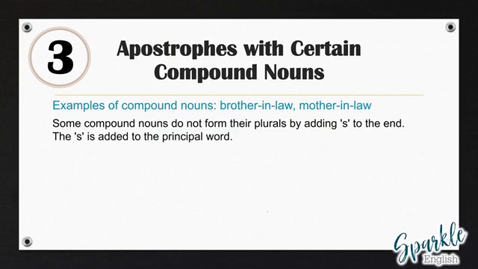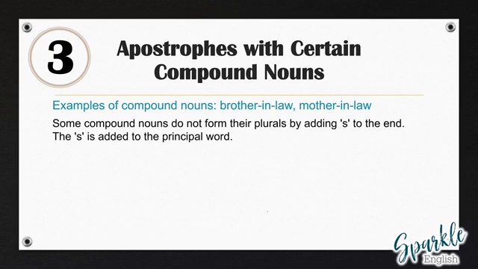Okay, number 3. Apostrophes with certain compound nouns. An example of a compound noun would be brother-in-law, mother-in-law. If you don't know what that means, your mother-in-law. So for example, if I get married to Brad Pitt, his mom or his mother is my mother-in-law. And my brother-in-law would be Brad Pitt's brother, if Brad Pitt has a brother.